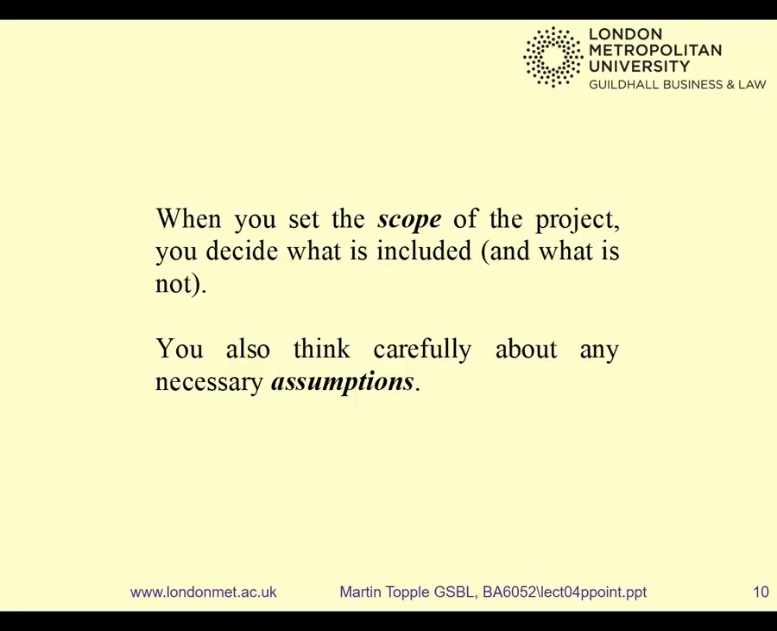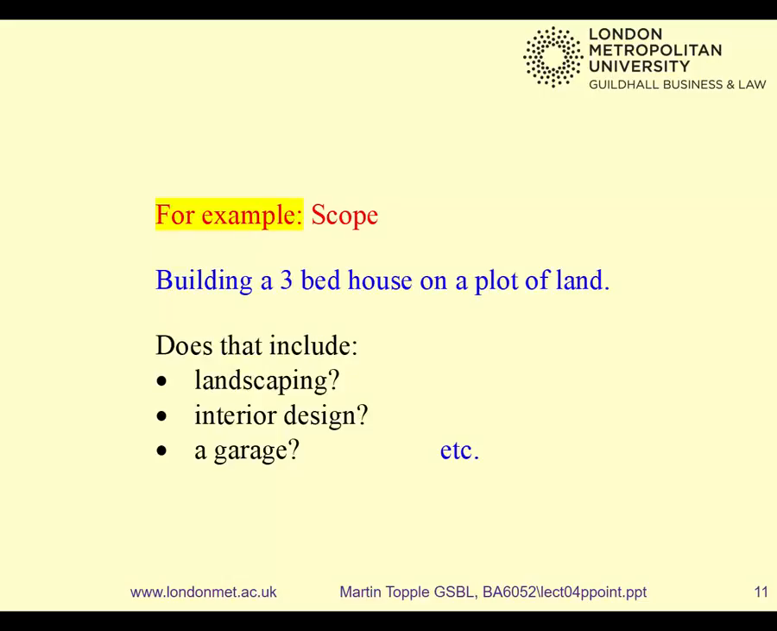And when you set the scope, also, you think about the assumptions. And we did mention this in week 1, but I just want to ram it home. Suppose we're thinking of that example of building a 3-bed house on a plot of land, which we did think about in week 1. Some of the assumptions would be these sorts of things, but when we say what it includes and doesn't include, at the edges of the project, these things need to be decided. You haven't defined the project unless you defined its scope, which is what is included and what is not included.